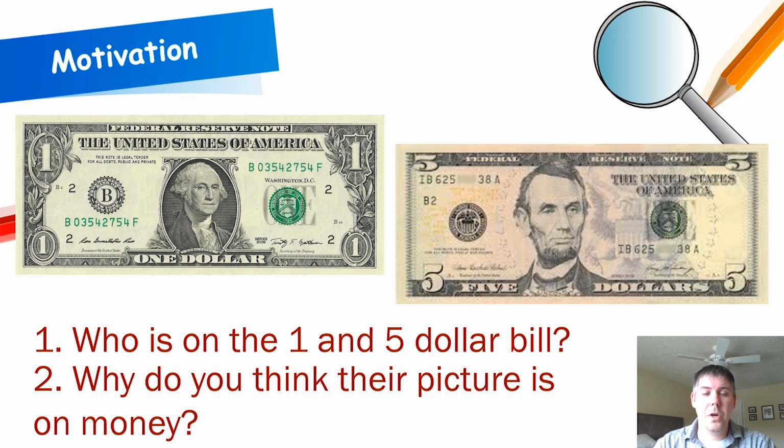Okay, so let's get started today, and what we're going to start with is some money. On your screen, you'll see a $1 bill and a $5 bill. You'll notice that I can see the one in the corner of each bill or the five in the corner of each bill. I'd like us to think about who is on the one and $5 bill and why we think their picture is there. To do this, I'm going to try and get a little bit of help.